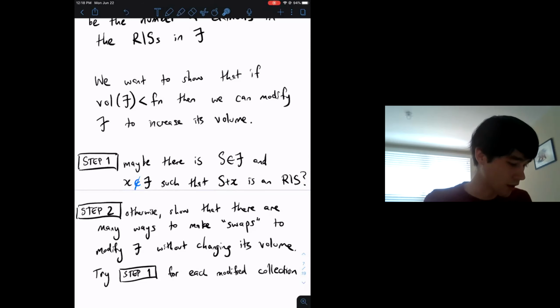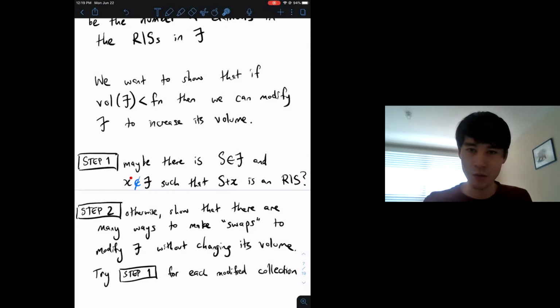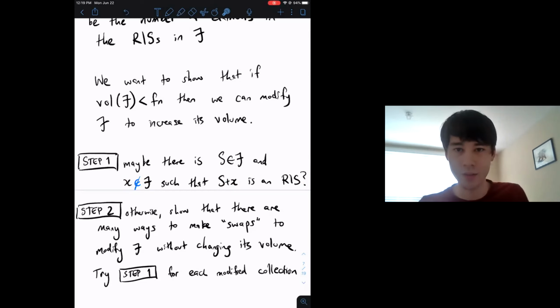Something about this notation: I'm going to write notation like this all the time. It's not strictly speaking correct because curly F is really a set of sets of matroid elements, not a set of matroid elements. But nevertheless, I'll write this. This just means that x does not appear in any of the rainbow independent sets which curly F contains.